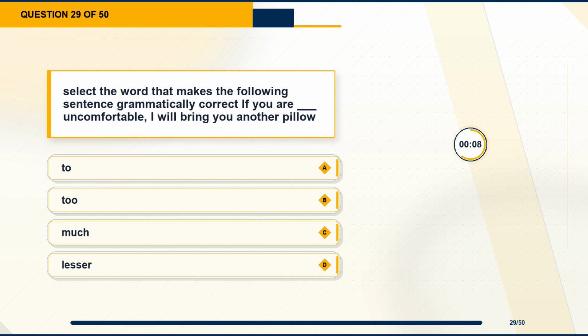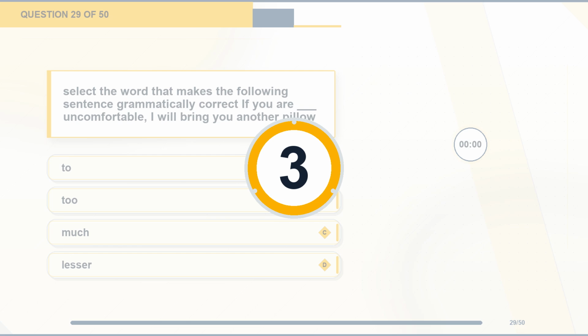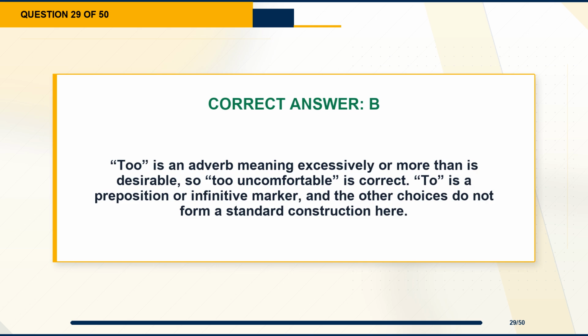If you are blank uncomfortable, I will bring you another pillow. Option A, to. Option B, too. Option C, much. Option D, lesser. The correct answer is option B, too. Explanation: too is an adverb meaning excessively or more than is desirable, so too uncomfortable is correct. To is a preposition or infinitive marker, and the other choices do not form a standard construction here.